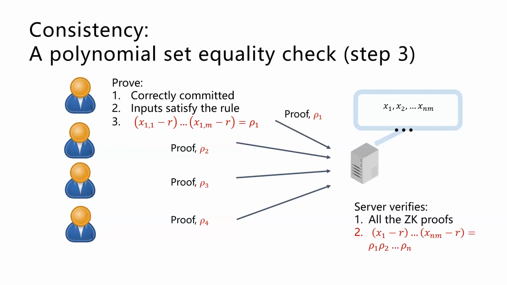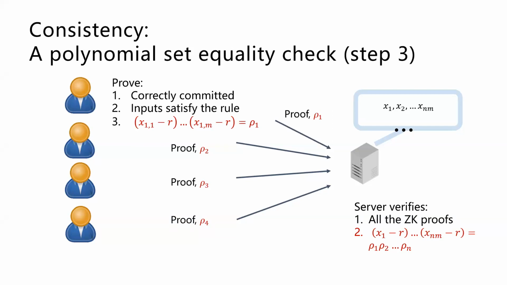How is the server going to verify everything? First, the server verifies all the ZK proofs using the original ZK verifier. Then it verifies a very simple product. Notice that the server can actually learn the whole shuffled set. So the server simply computes the product of (x1 minus r) until (xnm minus r). After permutation, this product should remain the same, because multiplication can be permuted.